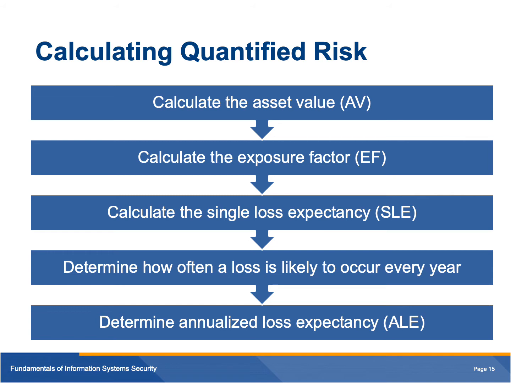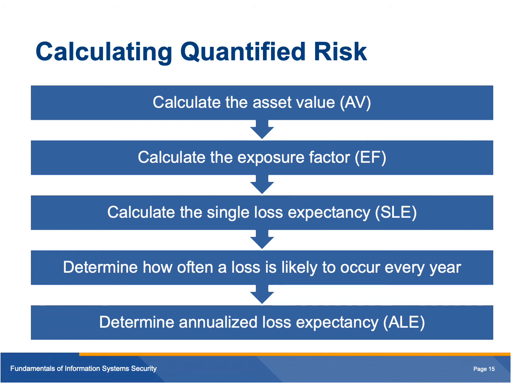For infrequent events, the ALE will be much less than the SLE. For example, if you expect an event to occur once every 10 years, the ARO is 0.10 or 10%. If the SLE is 1,000, then the ALE is only 100, so 1,000 multiplied by 10%. On the other hand, if the ARO is 20, indicating the event is likely to occur 20 times every year, then the ALE is 20,000, or 1,000 times 20.